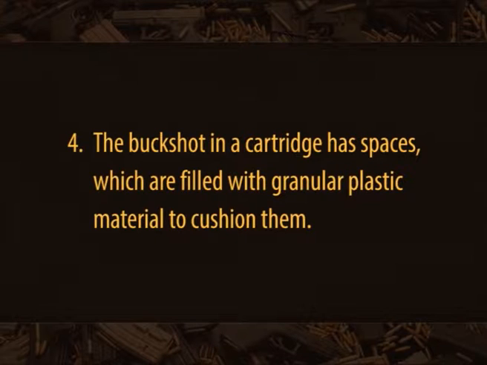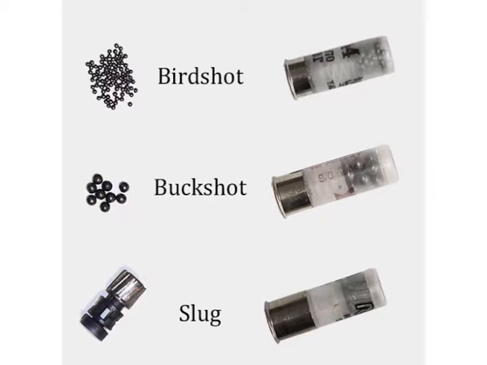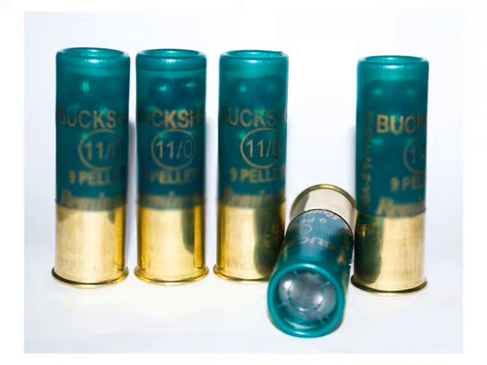The buckshot in a cartridge has spaces which are filled with granular plastic material to cushion them. The plastic granular material prevents damage and provides uniform push to the projectiles. They ensure proper push to the projectiles, giving better spread and uniform velocities to the buckshots. The above innovations have improved the aim, range and ballistics of the shotgun cartridge considerably.